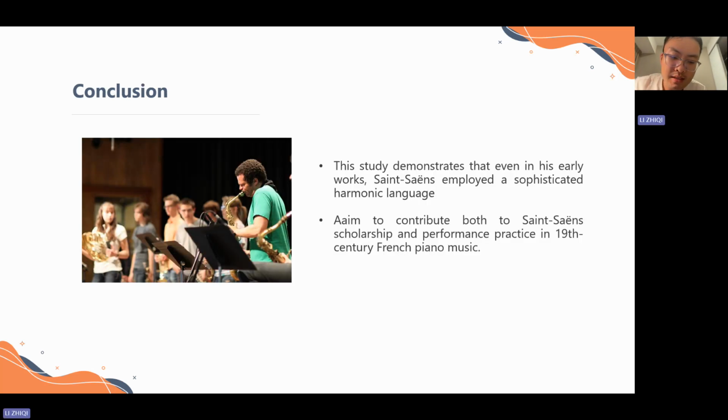So this is the conclusion. The study demonstrates that even in his early works, Saint-Saëns employed a sophisticated harmonic language that merged classical clarity with dramatic expressivity. Through a combination of historical, theoretical, and interpretive approaches, I aim to contribute both to Saint-Saëns scholarship and performance practice in 19th century French piano music.